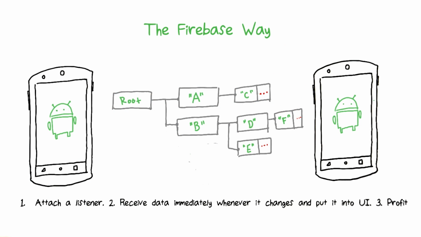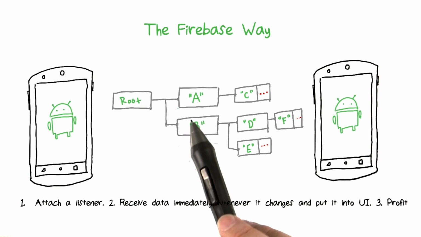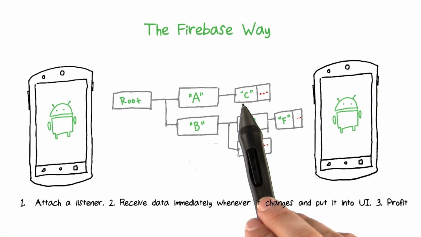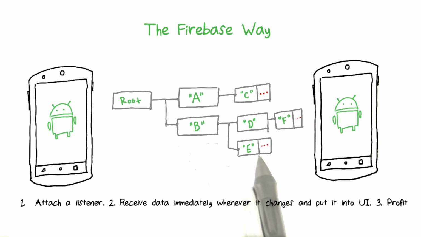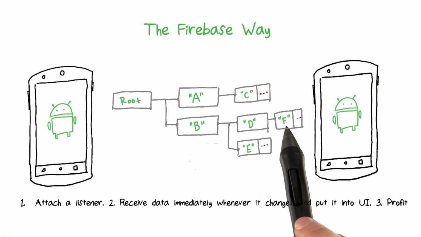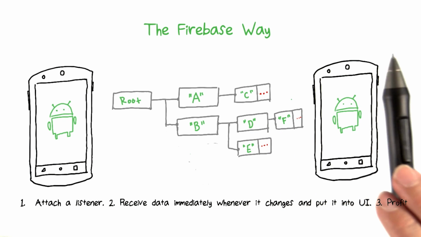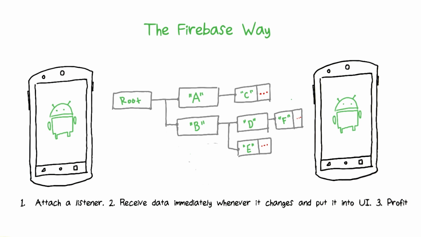So what does this look like in practice? Here, I have a drawing of a table in Firebase. This is the root node. It has children A and B. A has a child C, which has some value. B has children D and E. E has some value, and D has one child, F, which has some value. Reading a Firebase database is all about listeners.